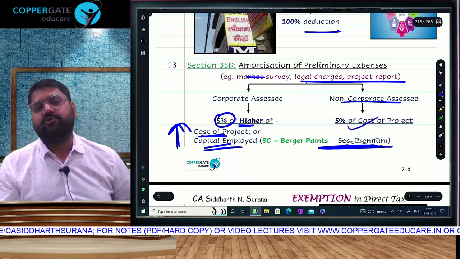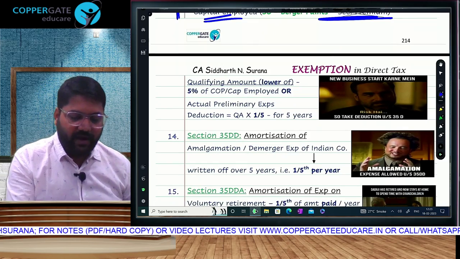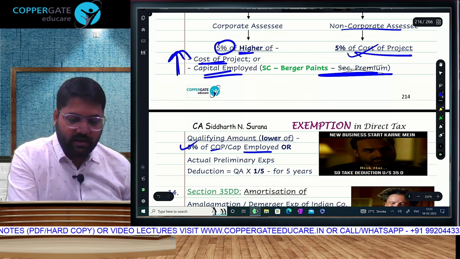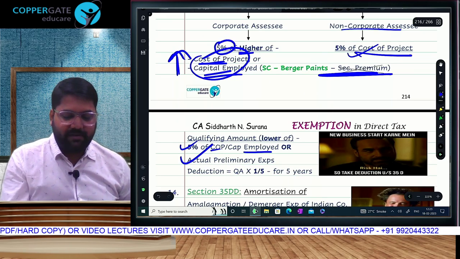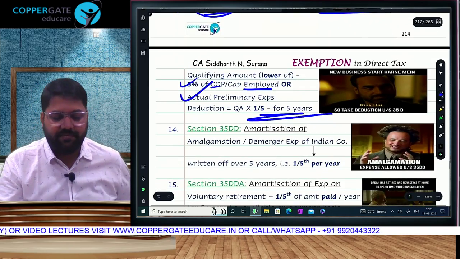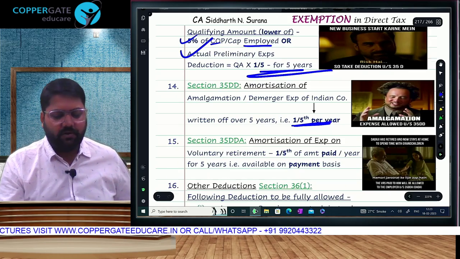And in capital employed, the Supreme Court has decided that securities premium will not be included. So 5% of cost of project or capital employed. Look, either it will be only the cost of project, or whichever is higher, or actual preliminary expenses, whichever is lower will be the qualifying amount, and 1/5 of that over a period of 5 years will be your deduction. Expenses on amalgamation and demerger, 1/5 over a period of 5 years.